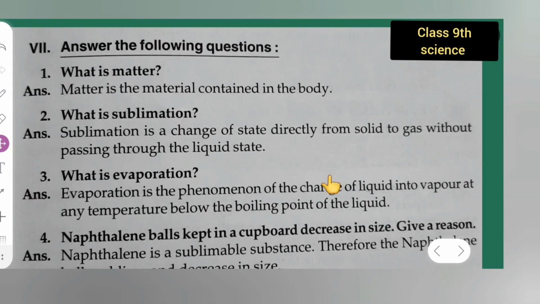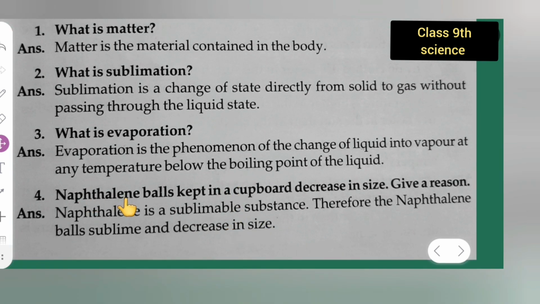Okay, moving towards the next. Okay, answer the following questions. So what is matter? Matter is a material contained in the body. Next is what is sublimation? Sublimation is a change of state directly from solid to gas without passing through the liquid state. Next is what is evaporation? Evaporation is the phenomenon of a change of liquid into vapor at any temperature below the boiling point of the liquid.